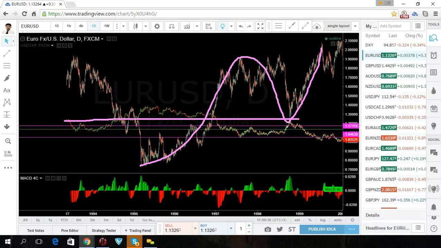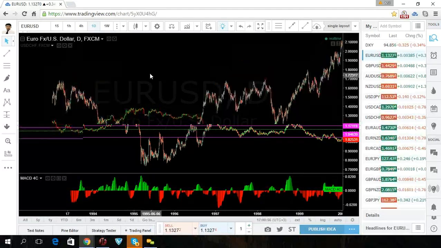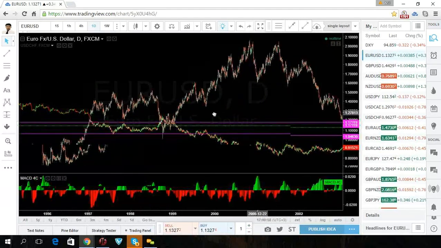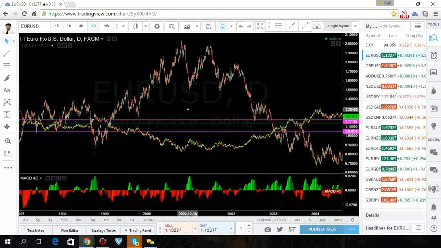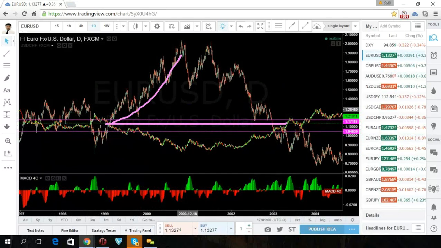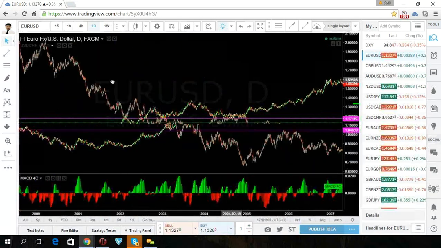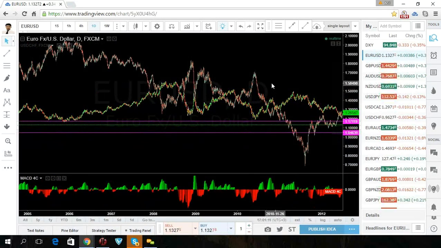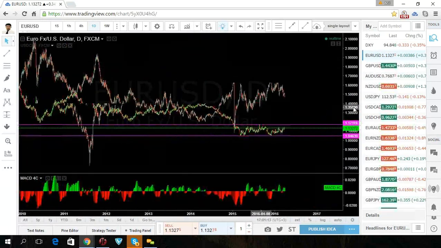Just look at the charts, and this is what you need to do when somebody tells you something. You need to go and look at the charts. You need to look at the distance they're moving, what this was doing, what this was doing, and what they're doing right now. And you can see that they're not correlated. The mere fact that they're moving in opposite direction does not mean they're correlated.